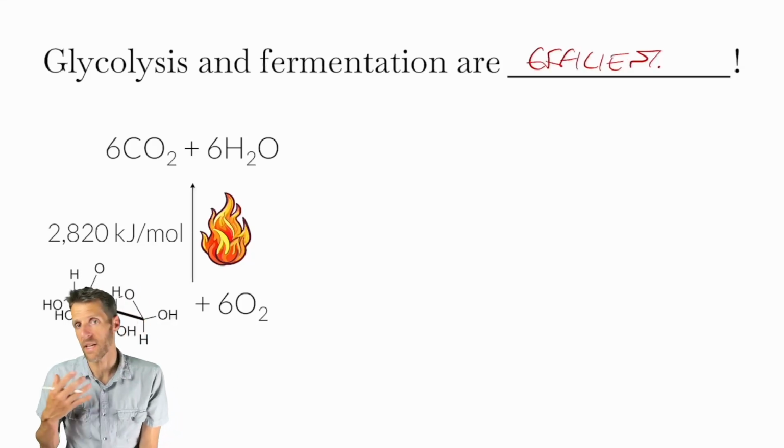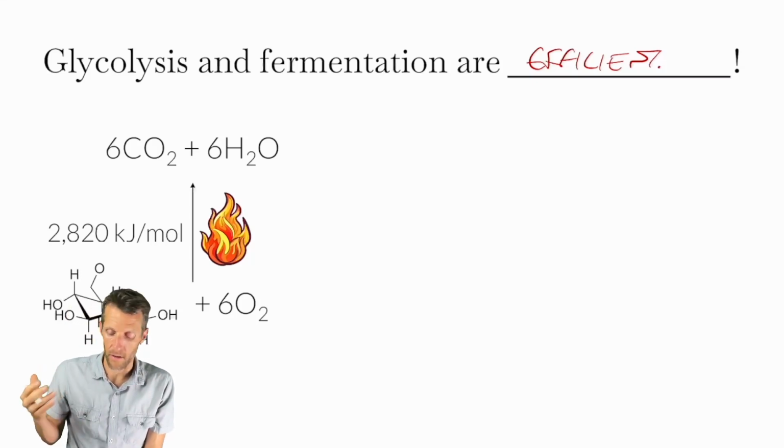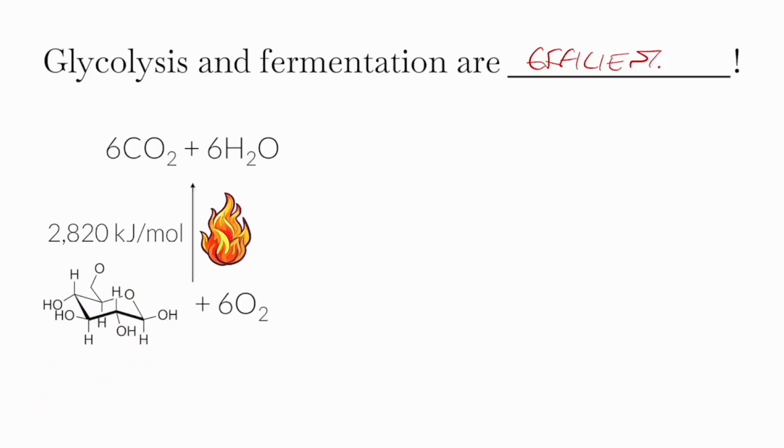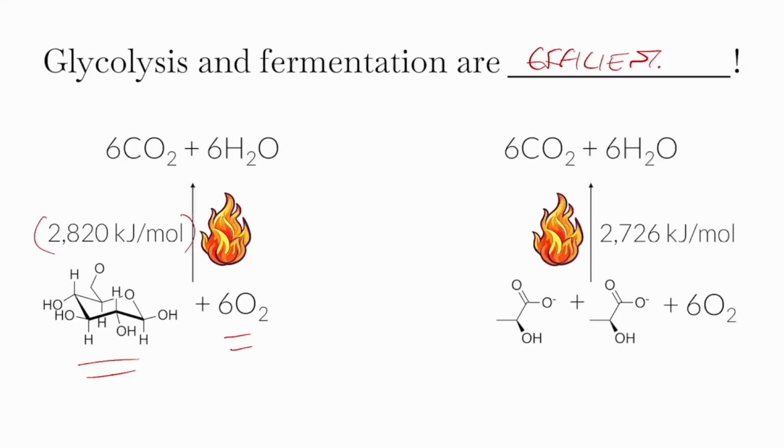Okay, another cool thing about these reactions is that they are quite efficient. One way we can see this is by looking at the energy that's stored in the bonds of the molecules. What I'm showing down here is glucose being completely combusted in oxygen. If you light glucose on fire in the presence of pure oxygen and measure the heat released, it releases 2,820 kilojoules per mole. If you do the same thing for two lactate molecules, they release 2,726 kilojoules per mole of two lactates. So this number is not quite as high, so there's less energy stored in the bonds of lactate.